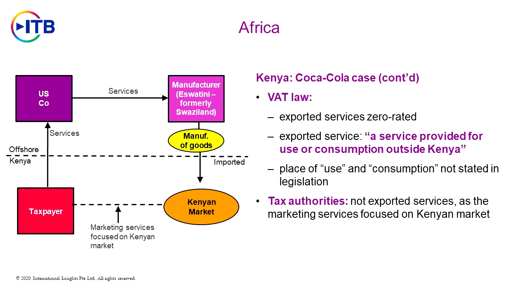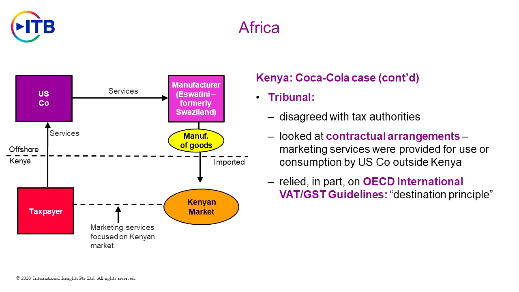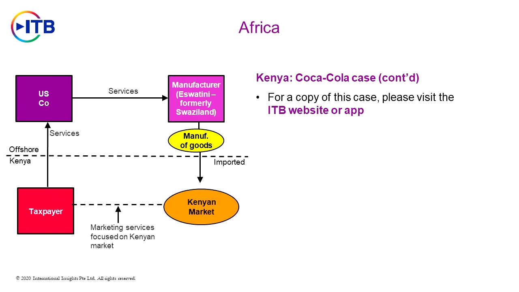Under Kenya's VAT law, exported services are zero rated. An exported service is defined as a service provided for use or consumption outside Kenya. The tax authorities argued that this definition was not satisfied in this case, as the marketing services were focused on the Kenyan market. The tribunal disagreed. It looked at the contractual arrangements and held that the marketing services were provided for use or consumption by the US company outside Kenya. In reaching this decision, the tribunal relied in part on the OECD International VAT GST guidelines. For a copy of this case, please go to our website or app.